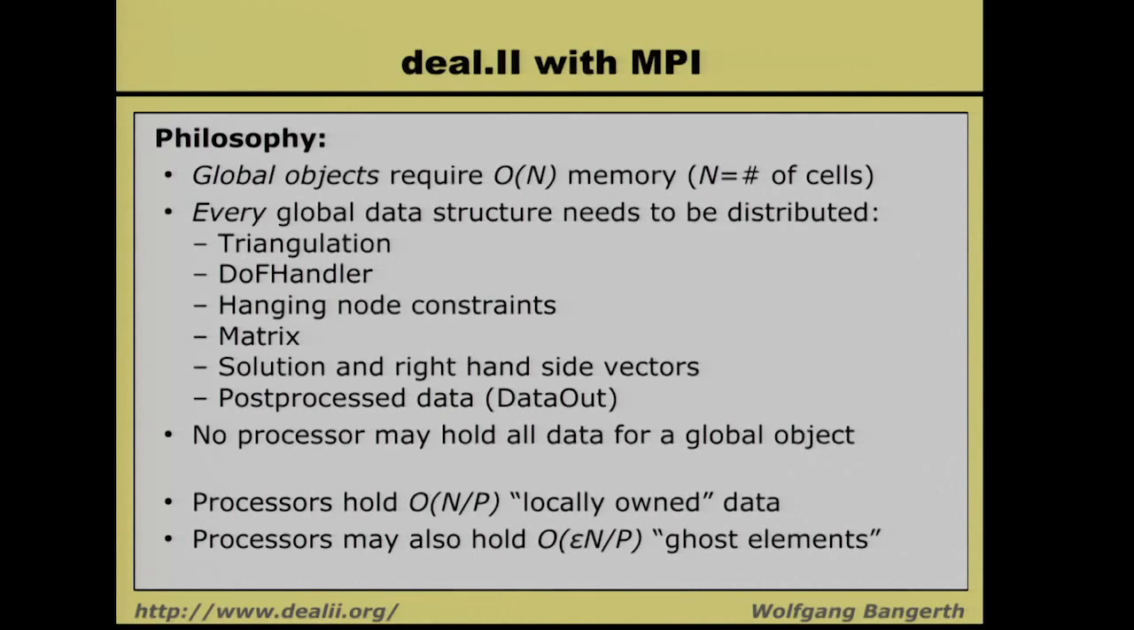So we have to split up every global object, the triangulation, the DoF handler, matrices, constraints, and so on. We have to split every single one of these objects up onto the P processors that participate in this. So we will say that every processor holds O(n/P) memory locations, or n over P locally owned data elements. So if n is the total number of cells, 100 million, and P is 1,000, then every processor would have to hold on the order of 100,000 cells.